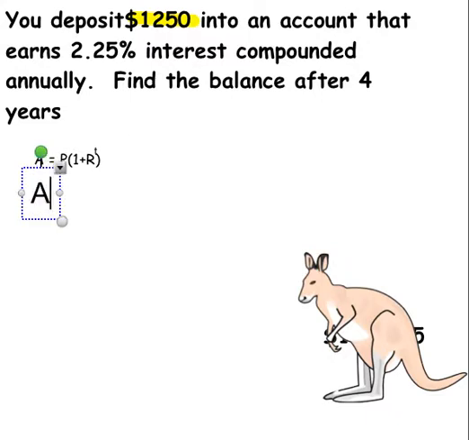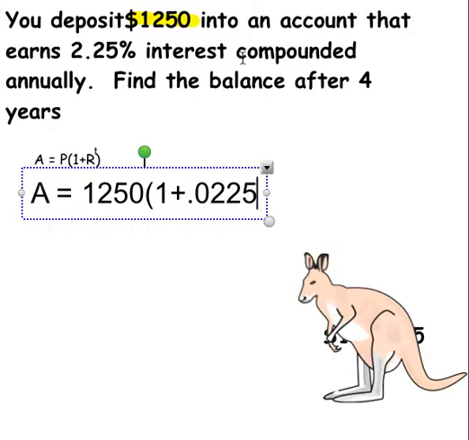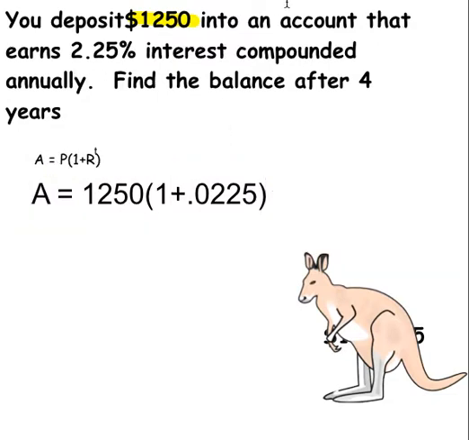A equals principal 1,250 parenthesis 1 plus my rate, which is 2.25%, but I got to change that to a decimal. So it would look like this. If I move the decimal 2 jumps to the left, 0.0225 parenthesis to the 4th power, because we're going to do this for 4 years. So I'm going to put a 4 here.